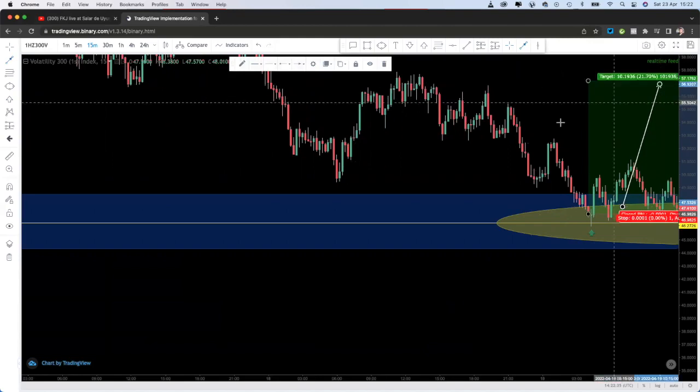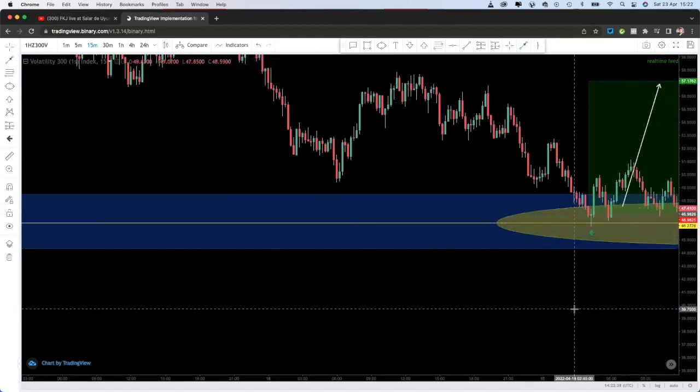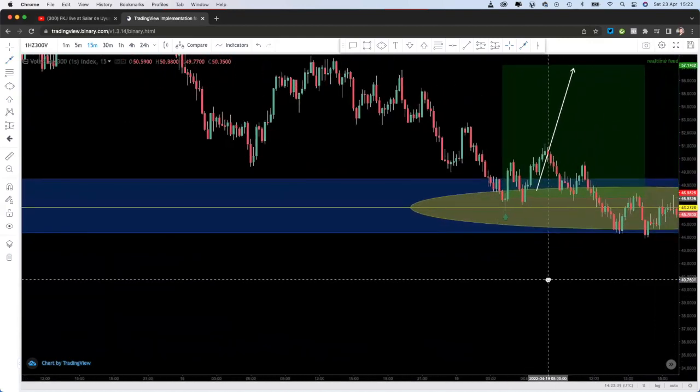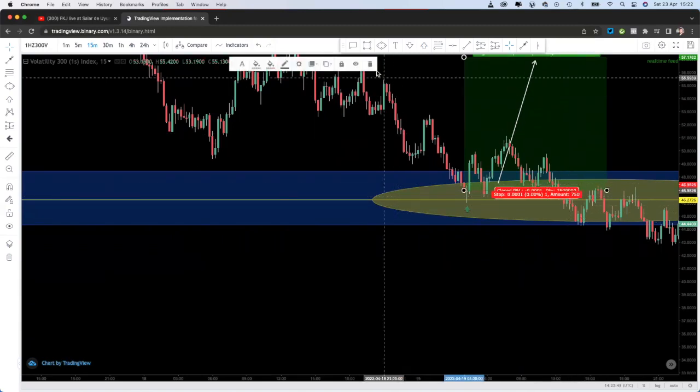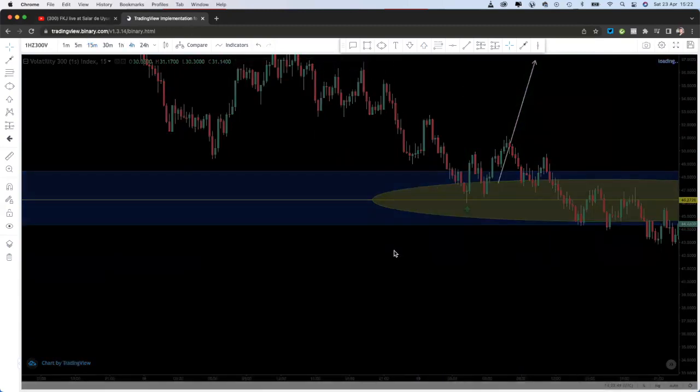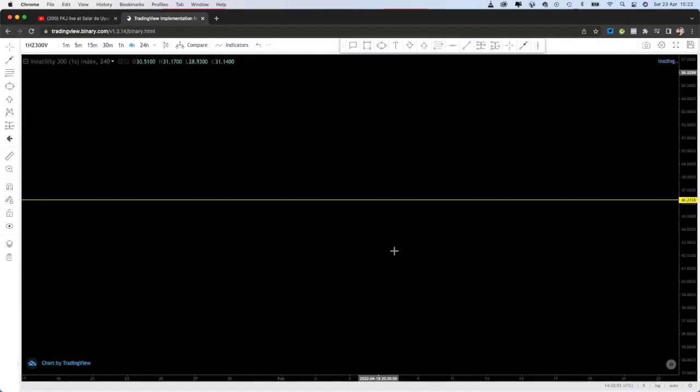All right, so now price does something like this, then boom, it breaks out of this area. When it breaks out of this area, now you switch your bias. Now you're no more a buyer, you're a seller now. So now you move to the higher time frame, like the 4 hour again. You go back to the 4 hour time frame.